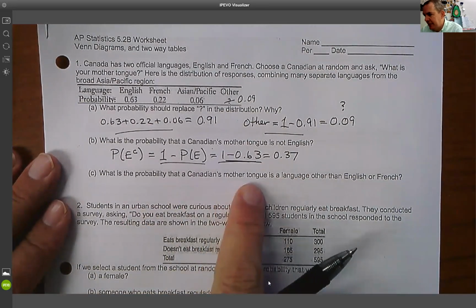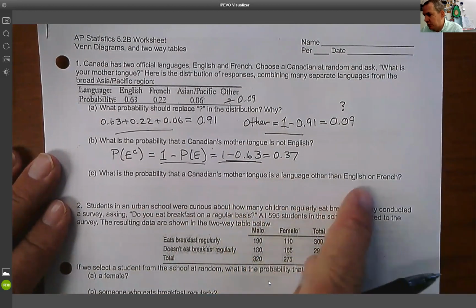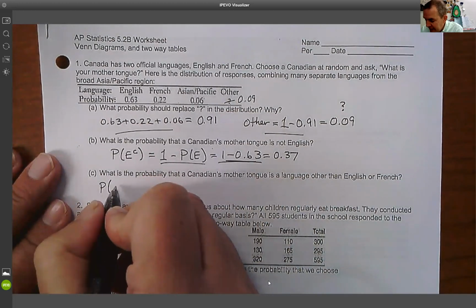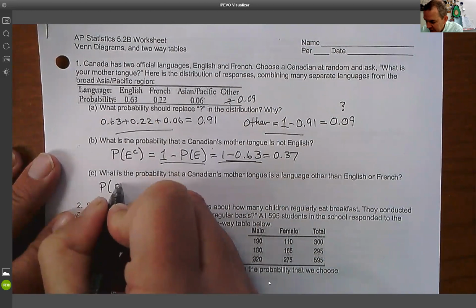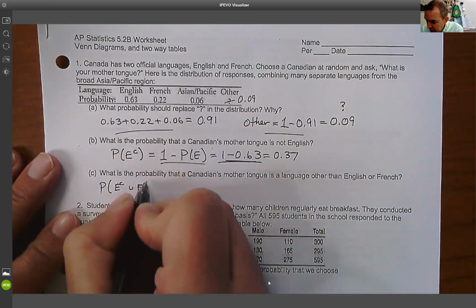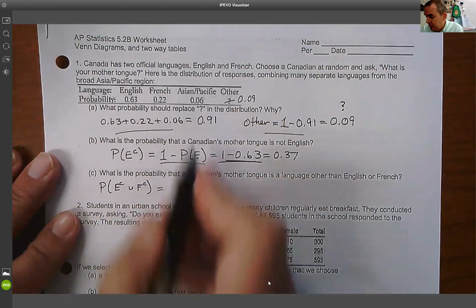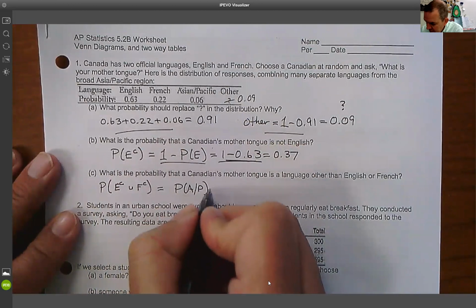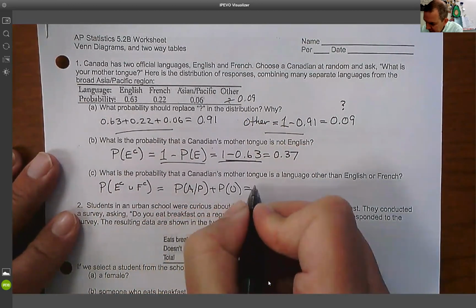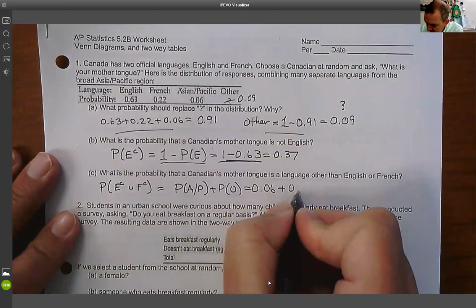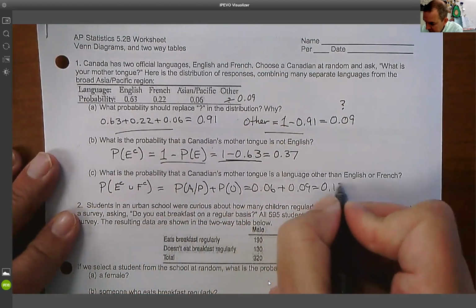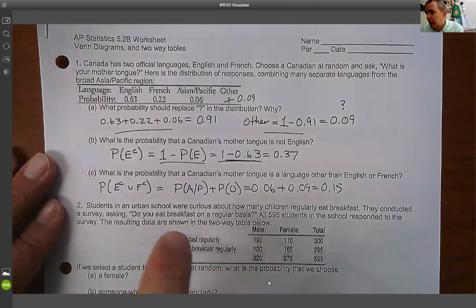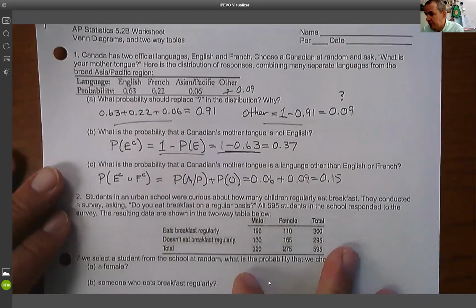What is the probability that a Canadian mother tongue is a language other than English or French? So in this case, you're looking at the probability of not English and not French. Basically, that's these two here: the probability of being Asia Pacific plus the probability of being other. That's 0.06 plus 0.09, which gives me 0.15. So there we go. That's the first question, just using a table, a little bit of a review.